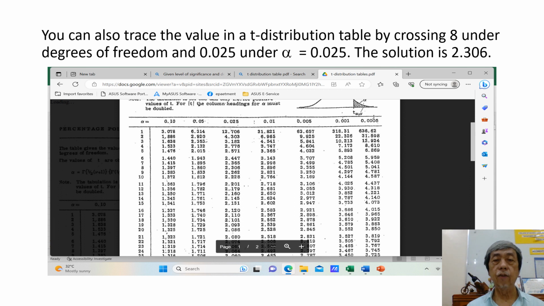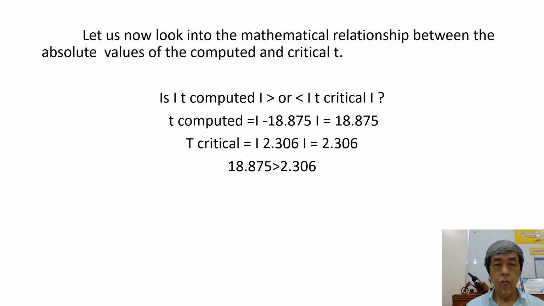You can also trace the value in a t distribution table by crossing 8 under degrees of freedom and 0.025 under alpha equals 0.025. The solution is also 2.306. Let us now look into the mathematical relationship between the absolute values of the computed and critical t's.